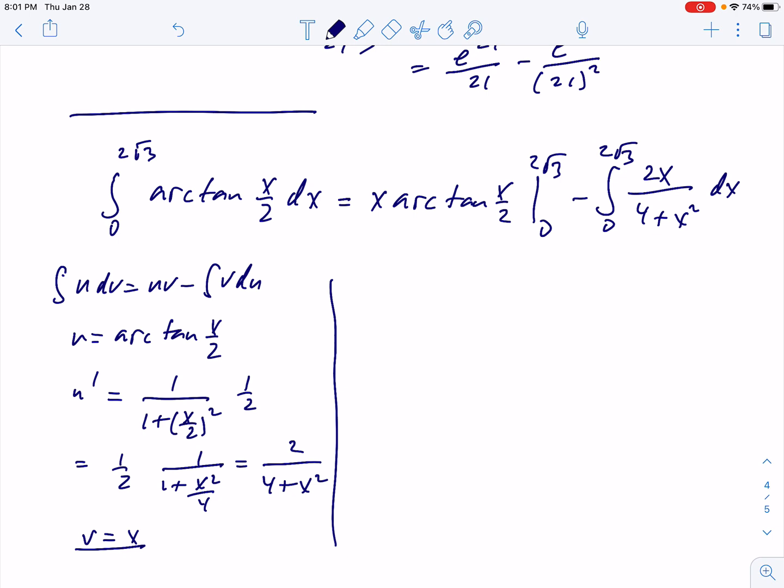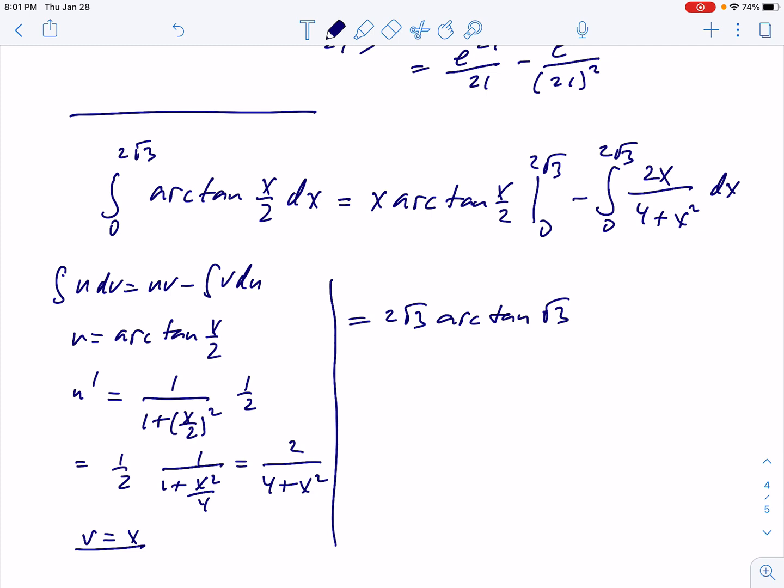Okay, moving further, evaluating the term here, the first term on the right. In the place of x, we put 2 root of 3. 2 root of 3 arctangent. When you divide by 2, it becomes root of 3, just this. At 0, this is 0.